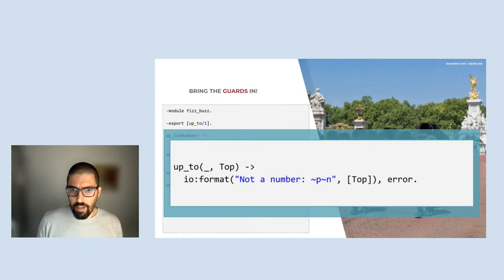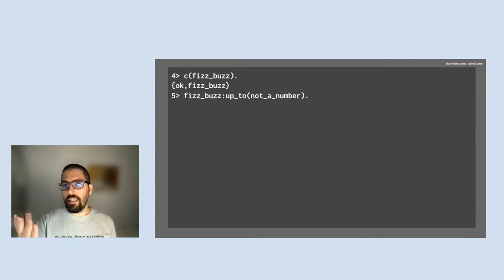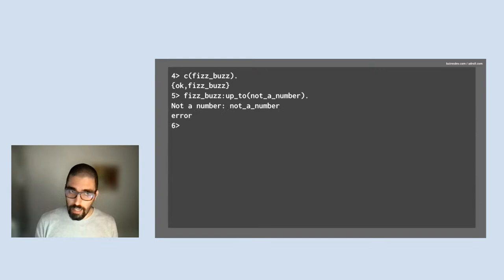So we go to the console, we compile the module, it compiles, nice code, perfect. So we try with something that's not a number. That thing is an atom. In Erlang, you can write words, and those are considered atoms, as long as you don't use special characters or uppercase or whatever. So that thing should print the error and return error. And that's what it does.